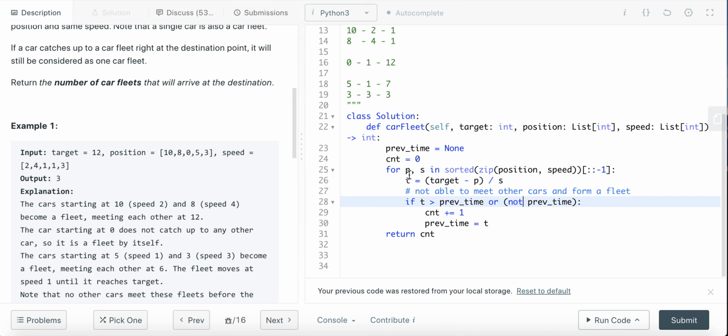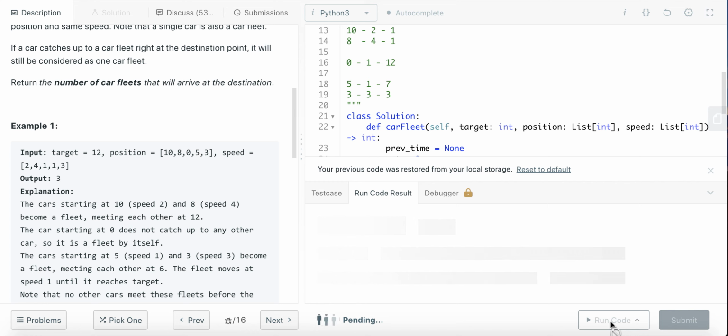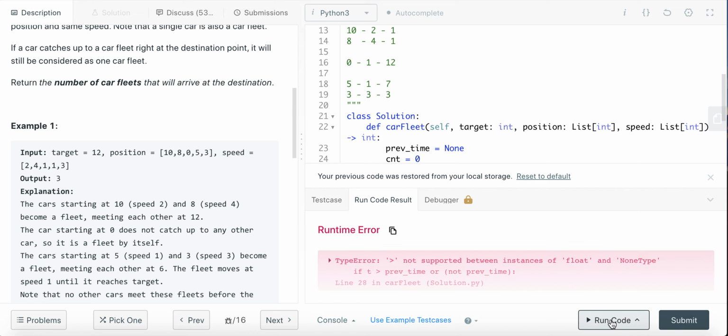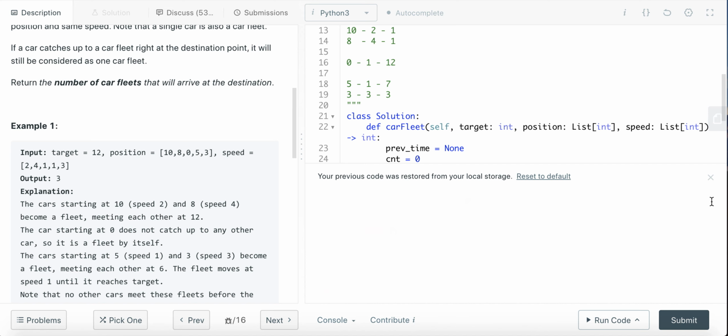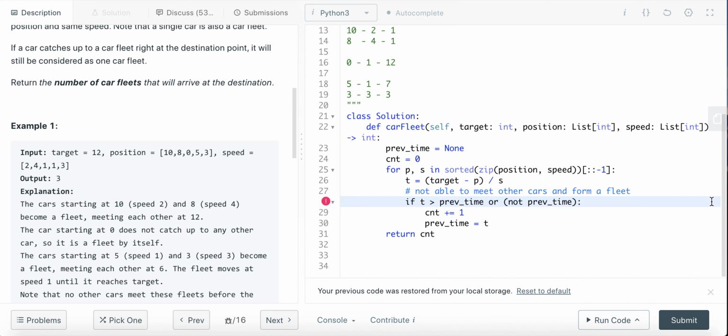So my position from top from this sorted list is P and S. Okay, so I think I can change this way: if not previous time, or t greater than previous time.